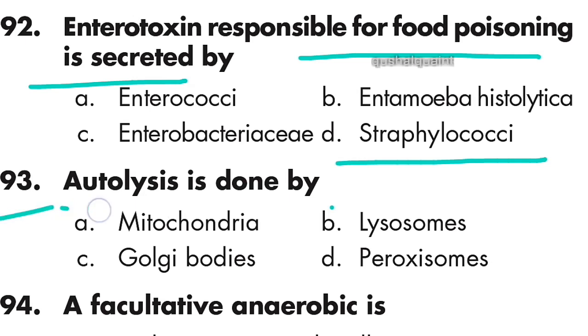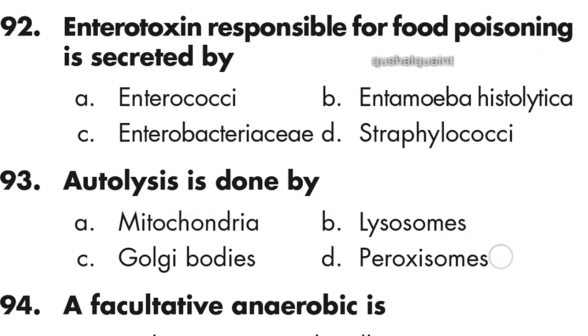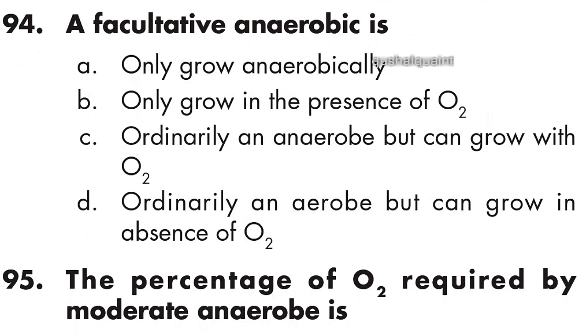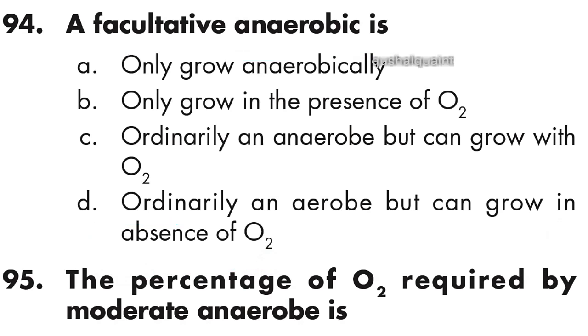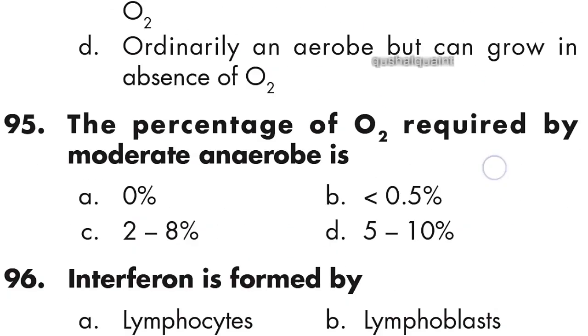Question 93: autolysis is done by lysosomes. Option B is right, lysosomes. Question 94: a facultative anaerobe is ordinarily an aerobe but can grow in absence of O2. Ordinarily aerobe but can grow in absence of O2 is a facultative anaerobe.